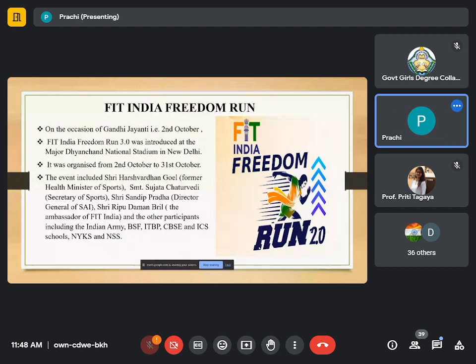Now, Fit India Freedom Run. The run was organized on the occasion of Gandhi Jayanti. This was the third Fit India Freedom Run, 3.0. It was conducted at Major Dhyan Chand National Stadium in New Delhi, from 2nd of October to 31st October. Various sports personalities and well-known persons joined the movement, like Shri Harshvardhan Goyal, Srimati Sujata Chaturvedi, Sandeep Pradha, and many more. Army officers of BSF, Indian Army, students of CBSE and ICSE schools, NSS, and NYKS also participated in the run.